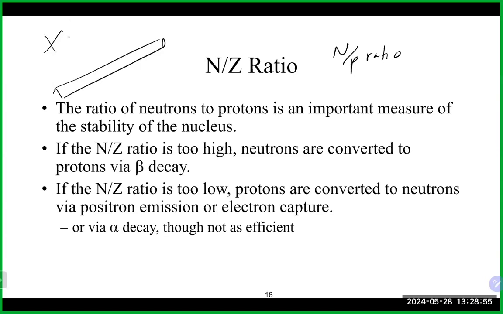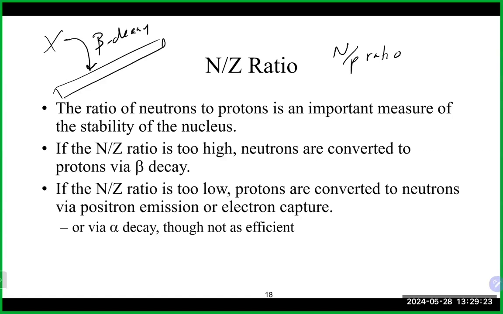We need to bring down that ratio by basically converting neutrons to protons, and it will go through a beta decay. So if you find the ratio is too high, your nuclide will go through a beta decay, and it will move it closer to being more stable. It may not make it perfectly stable, but it should move in the right direction towards being more stable.